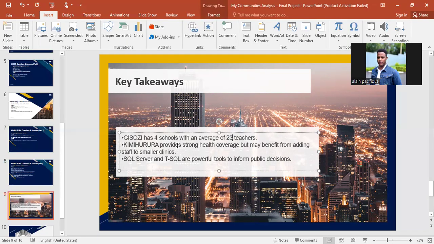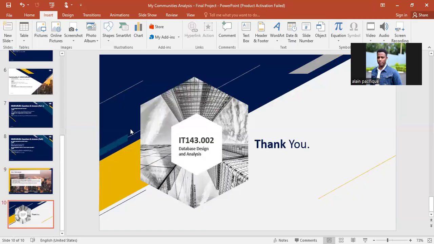Kimihurura provides strong health coverage but may benefit from adding staff to small clinics. SQL Server and Transact-SQL are powerful tools for public decisions. This analysis helped me understand how structured data can provide insight into real-world communities. Gisozi's schools and Kimihurura's clinics can both benefit from data-informed decisions. I'm looking forward to continuing with more complex queries and even dashboards in the future.